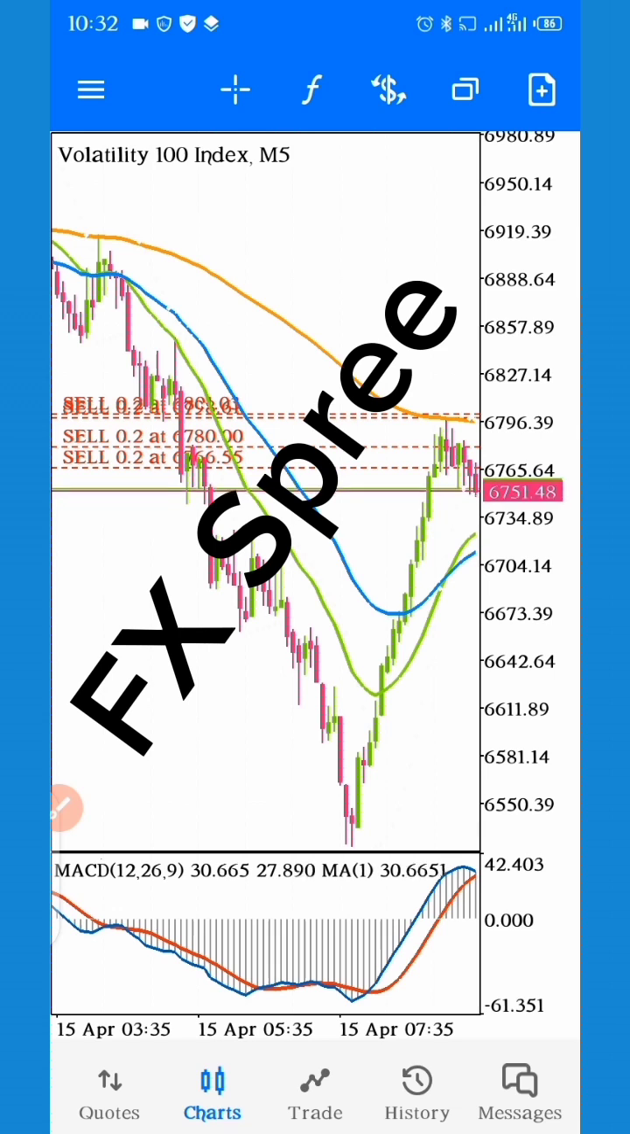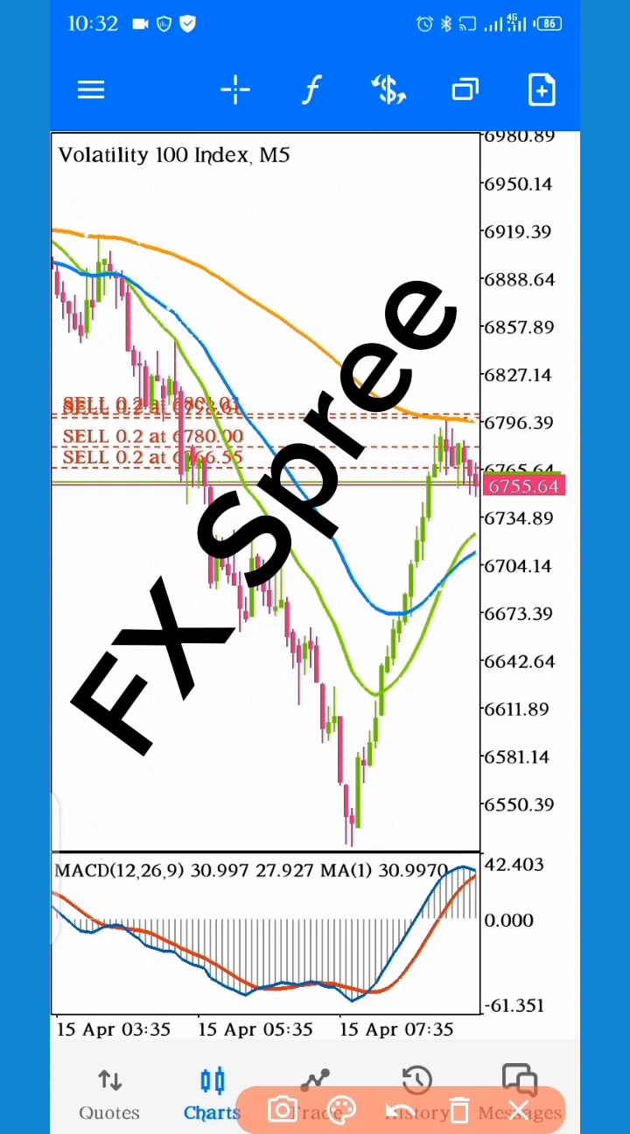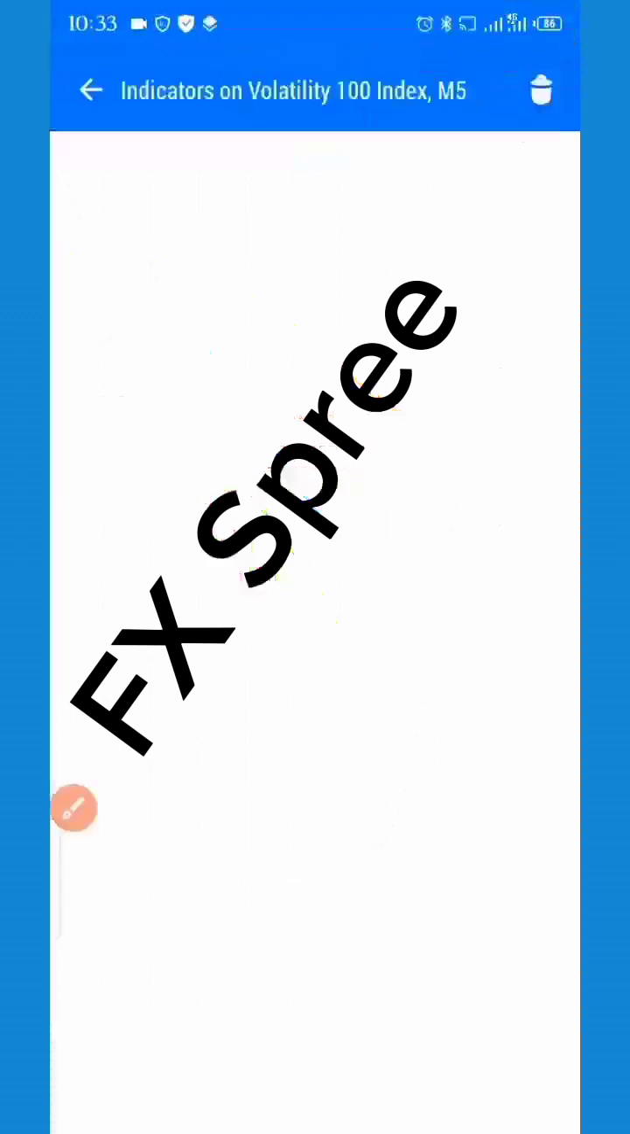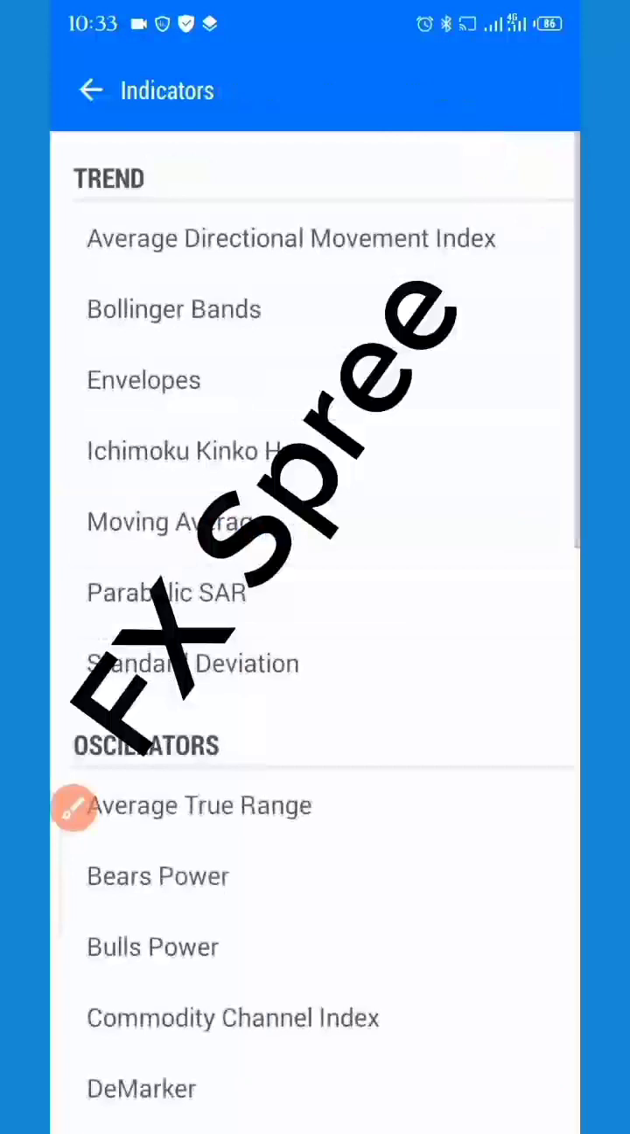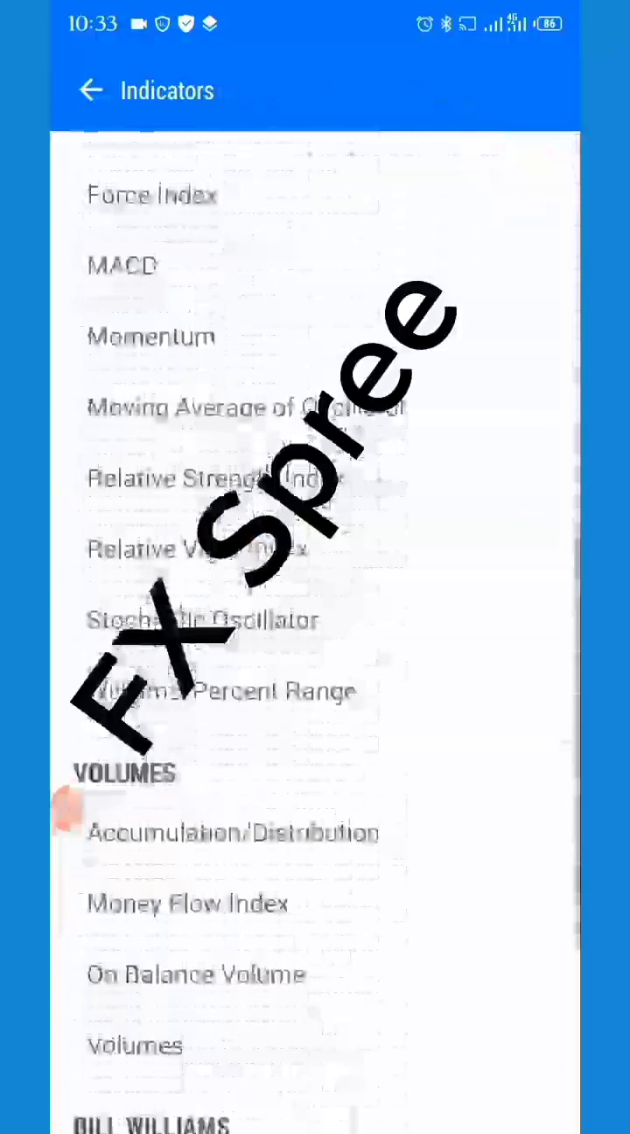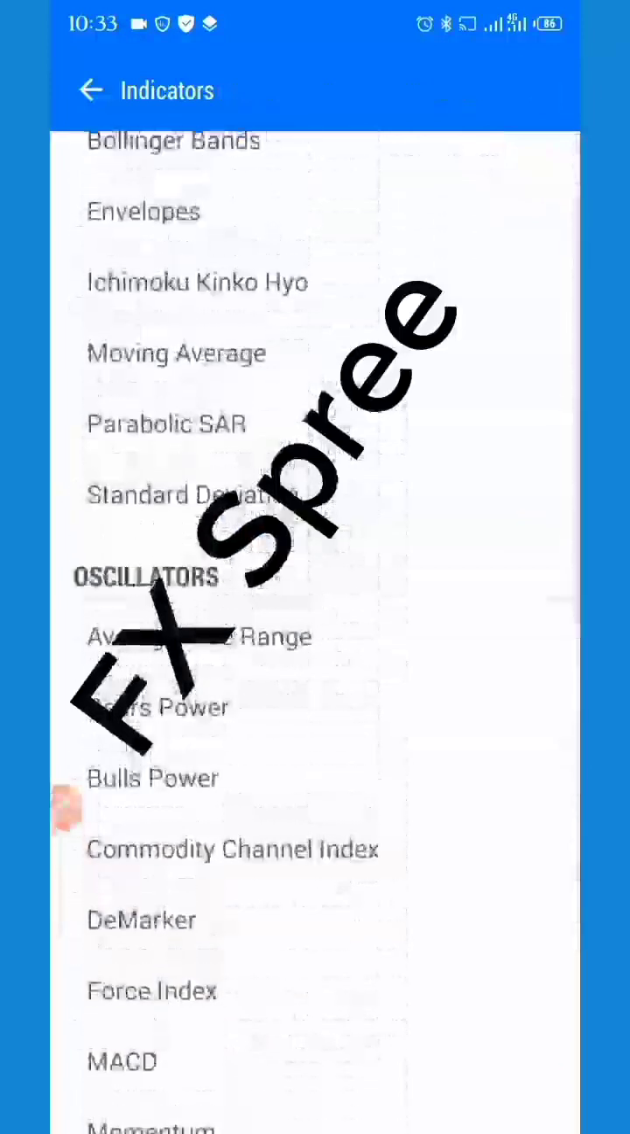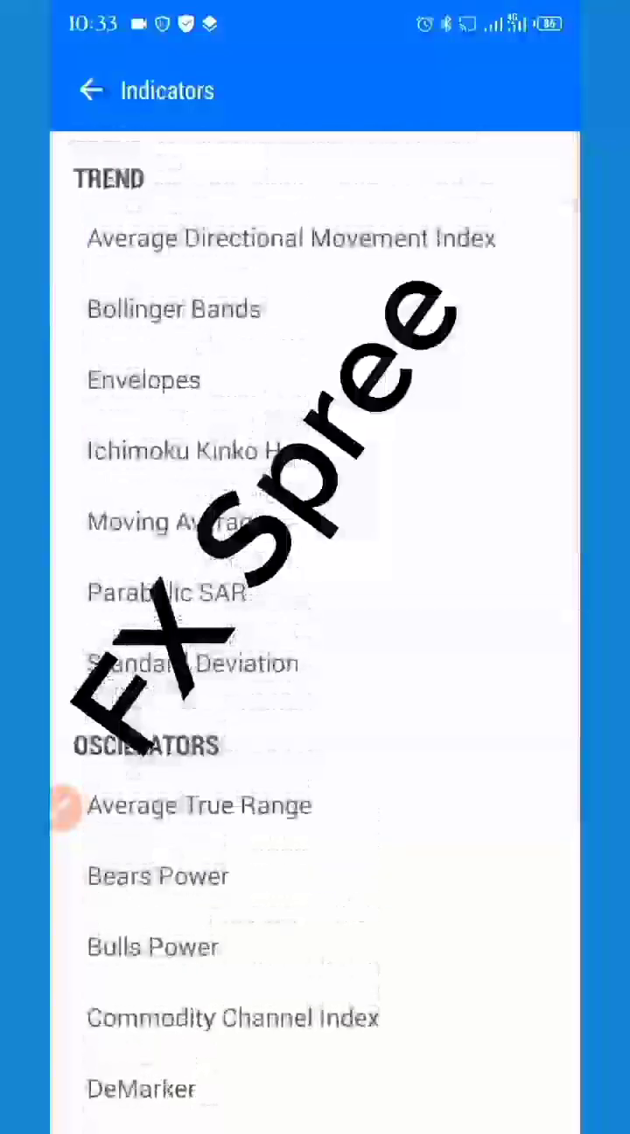Now let me show you the indicators. As usual, we have the F here. When you tap the F, it takes you to this place. So let's assume you don't have anything here, just this. So you go to the F. When you go to the F and you tap it, it takes you to this. But here we are going to oscillator and trend.